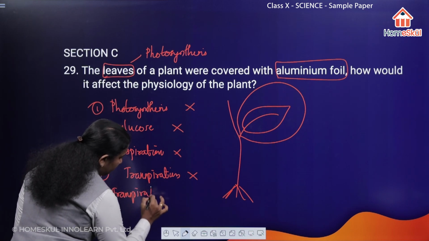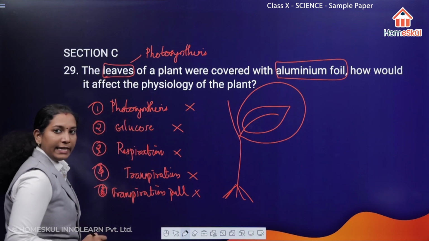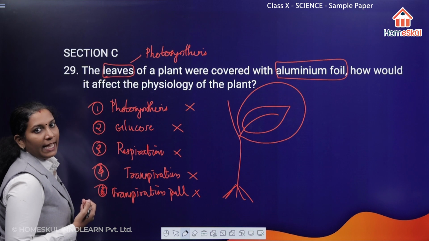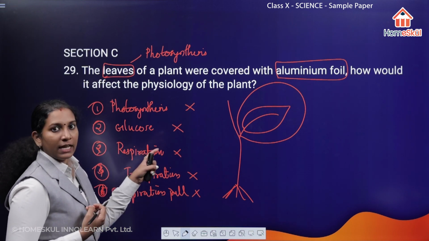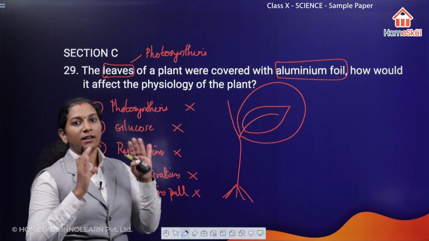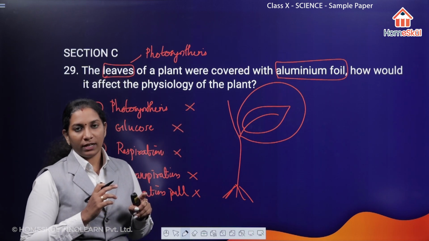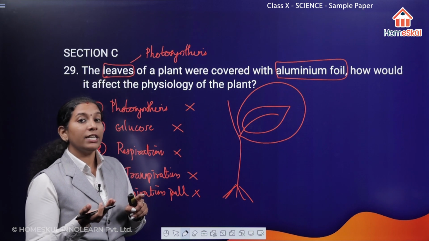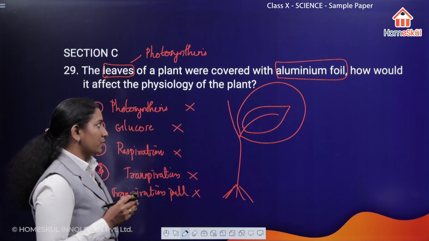Transpiration pull will get hindered or decreased. So, water absorption is also hindered and decreased for these plants. The overall physiology of the plant will have a bad effect when the leaves are covered with aluminium foil. So, this will be the answer. And also the temperature regulation of the leaf surface is very badly affected by this process, right?